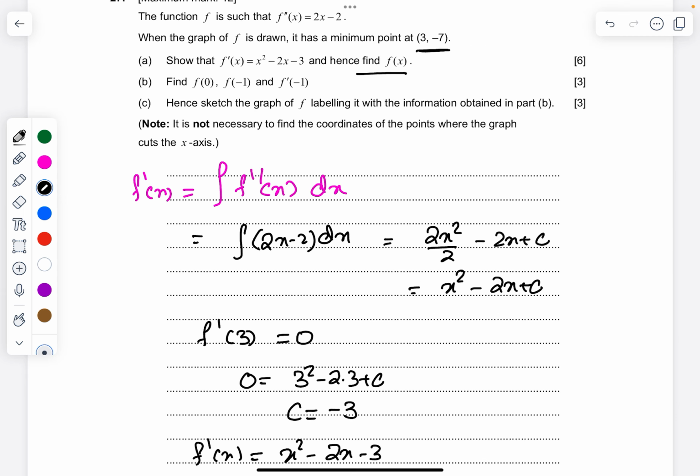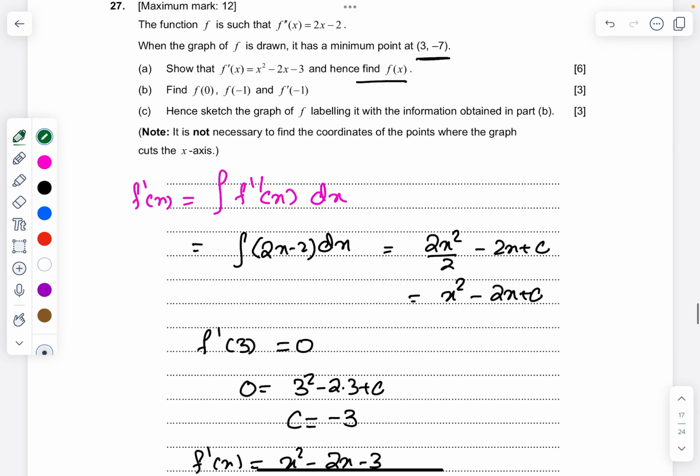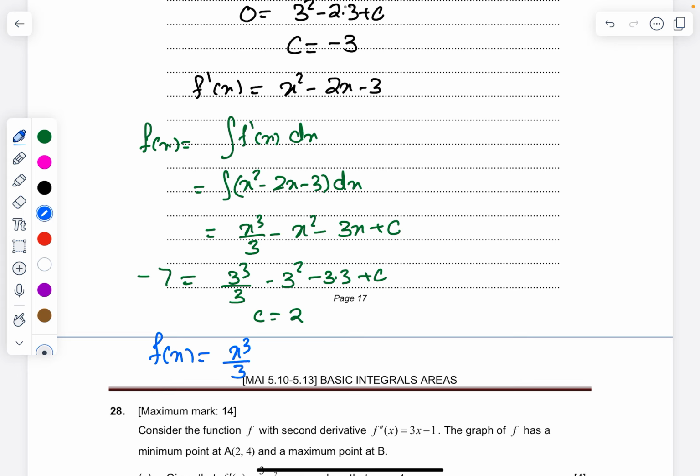Then hence find f of x. In order to find f of x, I have to do the integral of f prime x dx, which is the integral of x square minus 2x minus 3 dx, which is x cubed by 3 minus x square minus 3x plus c. But it is passing through which point? (3, negative 7). So negative 7 equals 3 cubed by 3 minus 3 square minus 3 times 3 plus c. This gives me c value as 2. So f of x will be x cubed by 3 minus x square minus 3x plus 2.